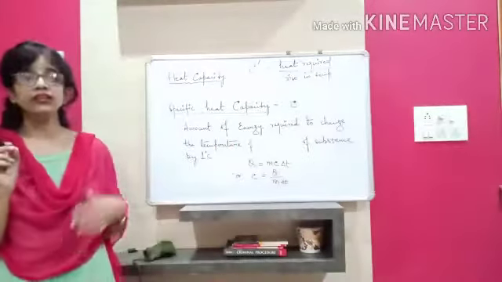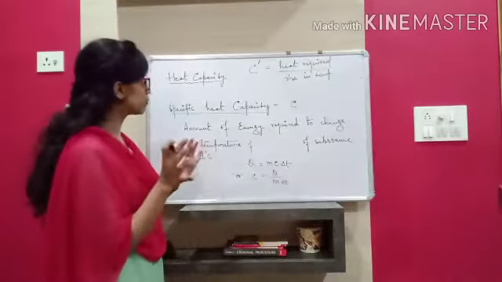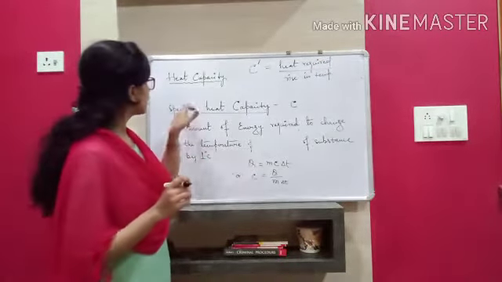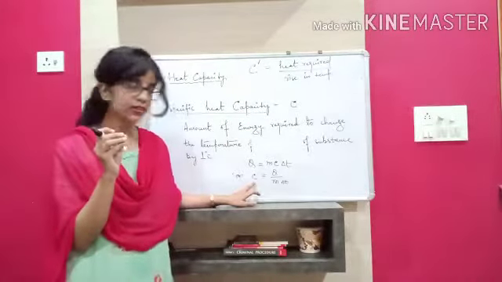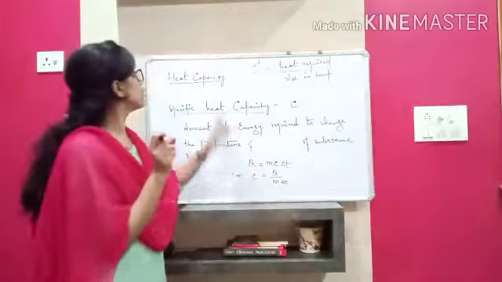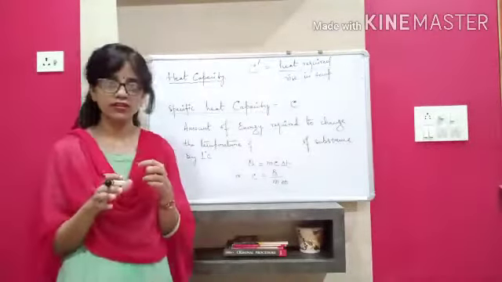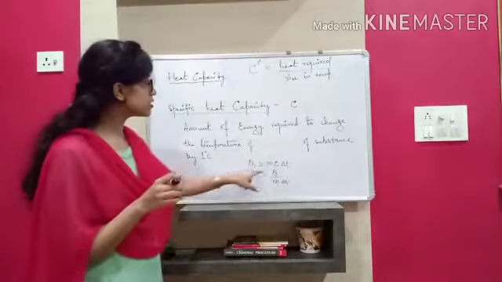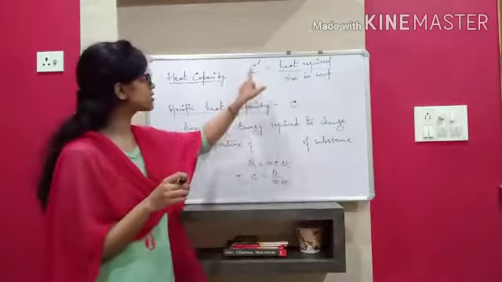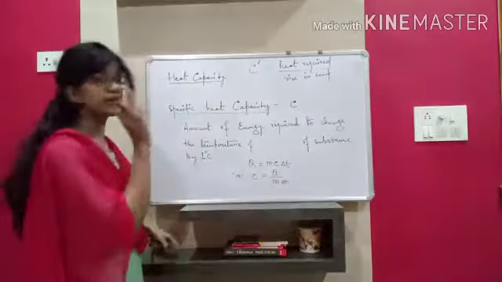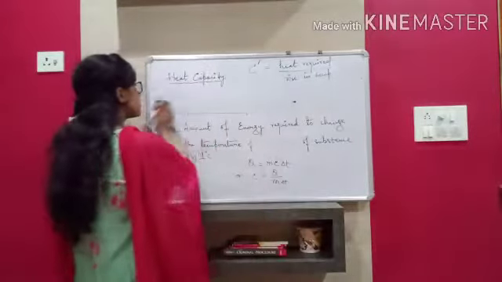Now you should be very clear that specific heat capacity we denote by small c. Whenever you see small c written, it is specific heat capacity. Whenever you see capital C dash written, it is heat capacity. Small c is Q upon m into delta T, or simply Q is equal to mc delta T, whereas capital C dash is the ratio of heat required and rise in temperature.